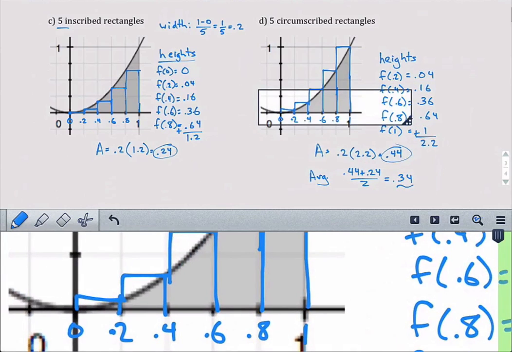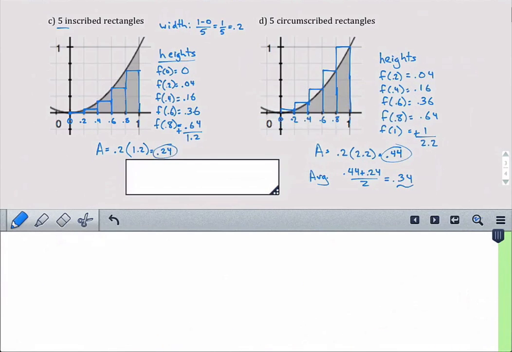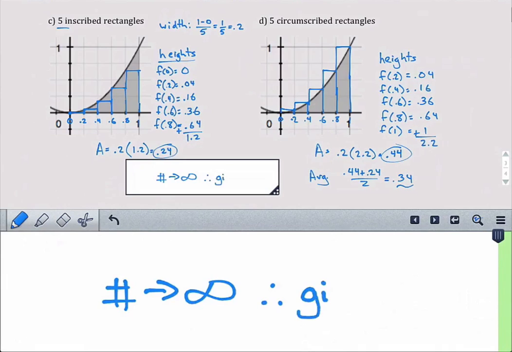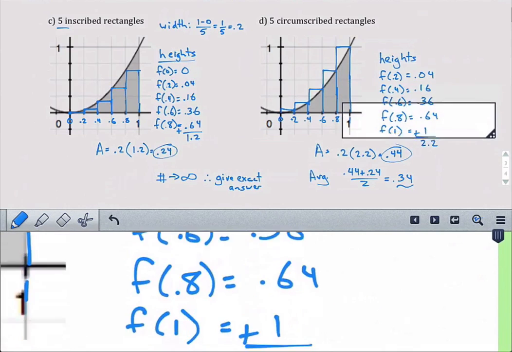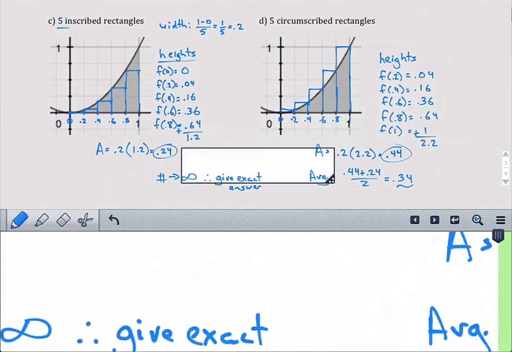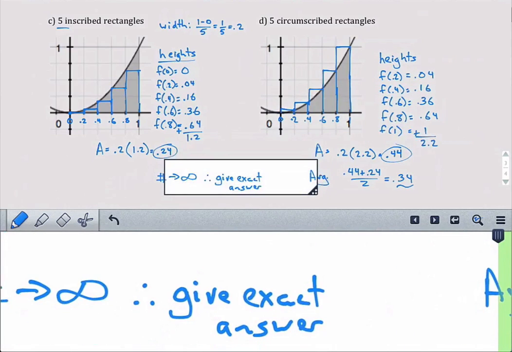If we increased the number of rectangles to infinity, then it's going to give us an exact answer. And so that's what calculus is going to do. It's going to help us take this process of increasing the number of rectangles to find our exact answer. All right, so that is our preview of calculus, kind of what we're going to be going over in the next 2 semesters here.